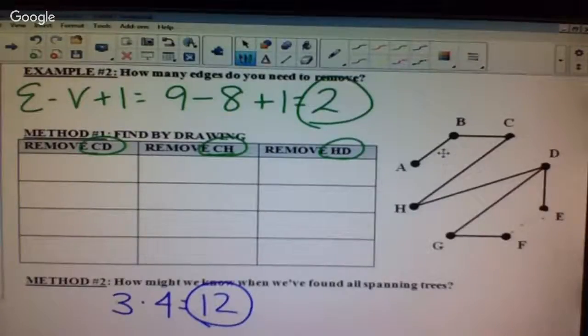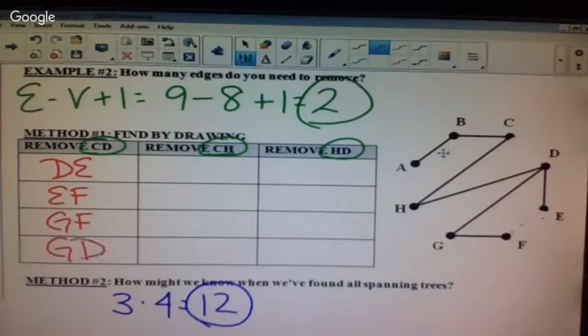Going. Or I can remove E to F. So when I remove C to D, I then have 4 options to remove the other ones. I can remove D to E. I can remove E to F. I can remove G to F. I can remove G to D. That's easy, but it's a lot of writing.